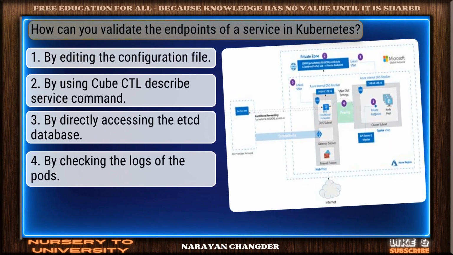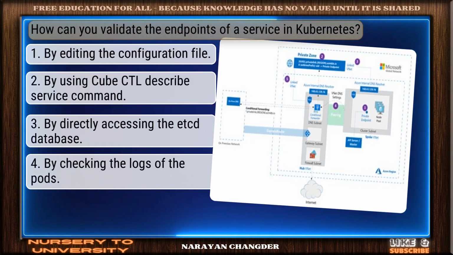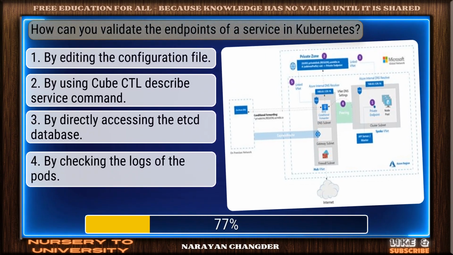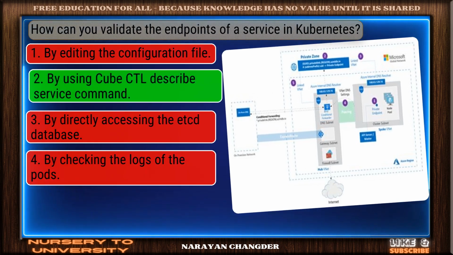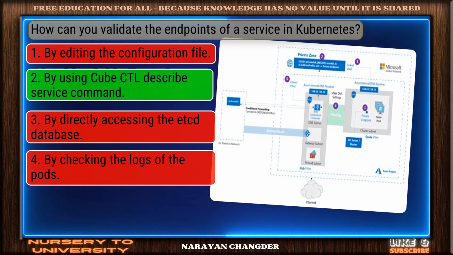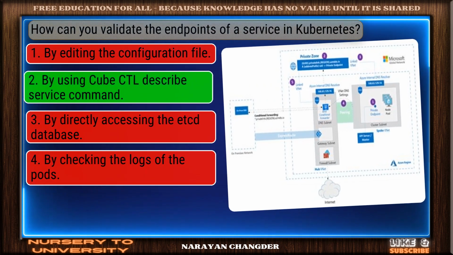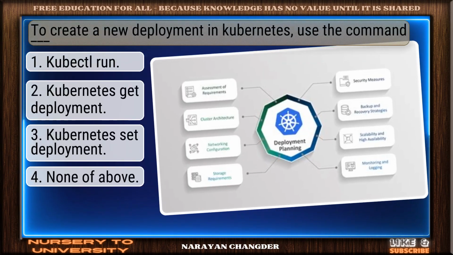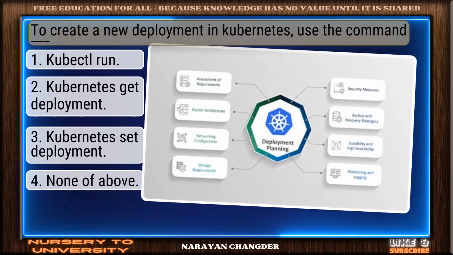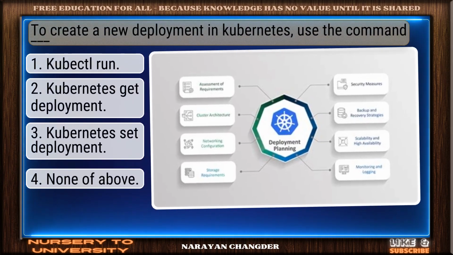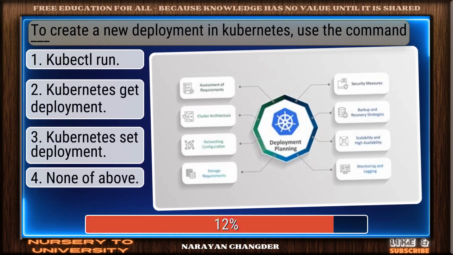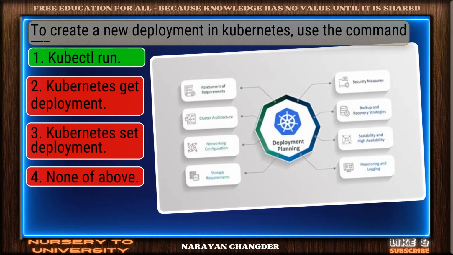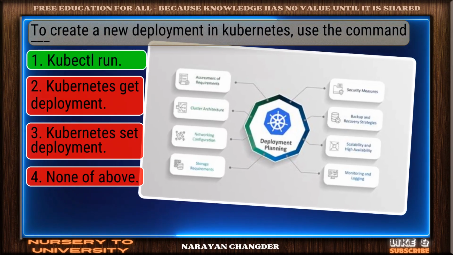Question number 11. How can you validate the endpoints of a service in Kubernetes? Clear logic. Your choice by using kubectl describe service command is sound and 100% true. Question number 12. To create a new deployment in Kubernetes, use the command dash. Well done. Kubectl run is the right choice.